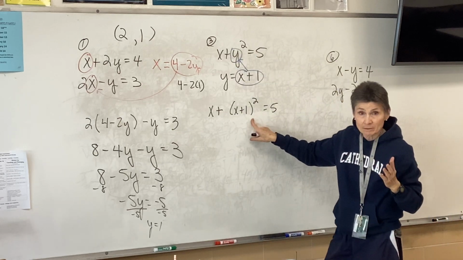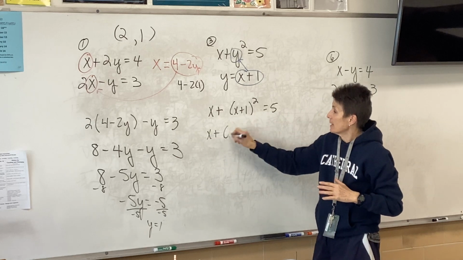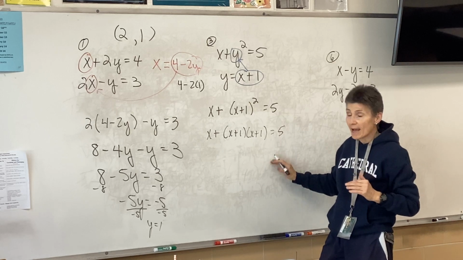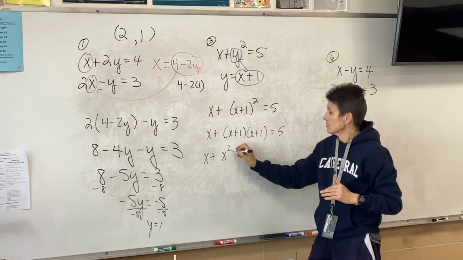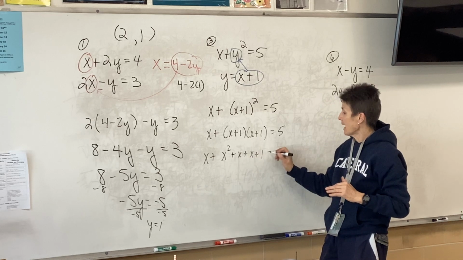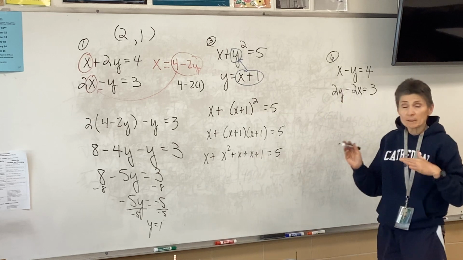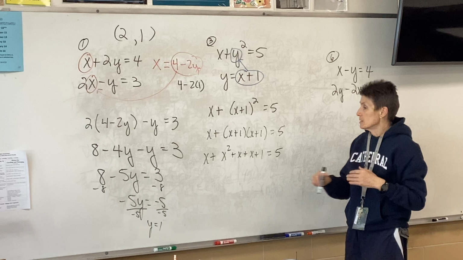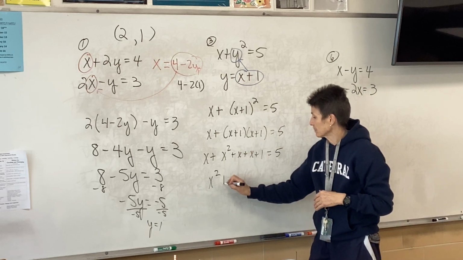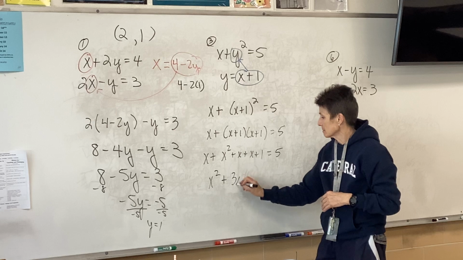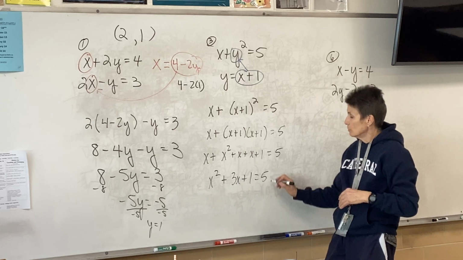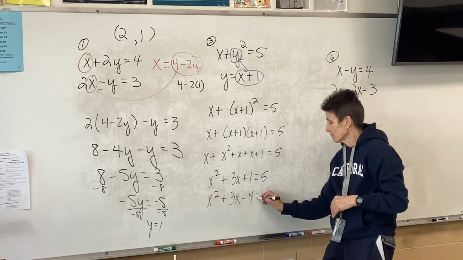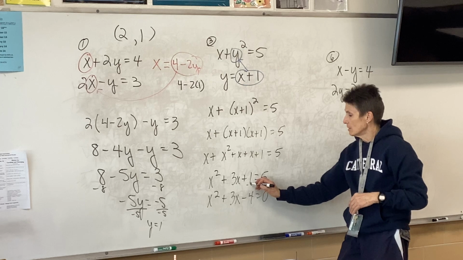Now this is a FOIL, so I am going to have to multiply x plus 1 times x plus 1. I'm going to FOIL that out. First, outside, inside, last. And then I'm going to clean everything up and get it set equal to 0. So, x squared, 1, 2, 3x plus 1 equals 5. Move this 5 over. X squared plus 3x minus 4 equals 0. I'm subtracting 5 from both sides.